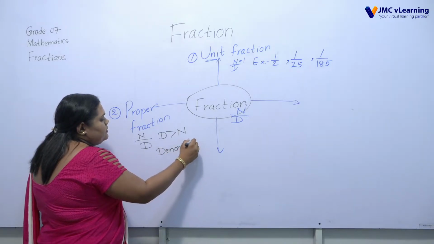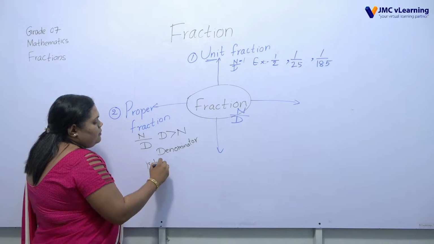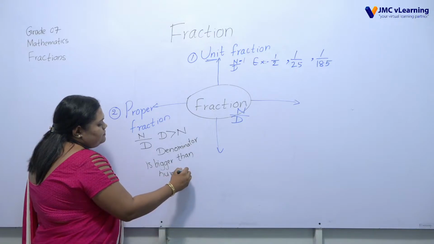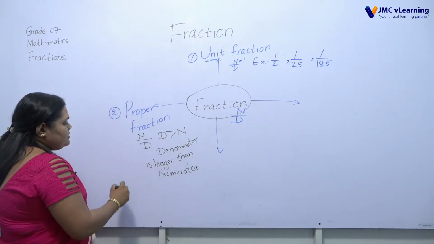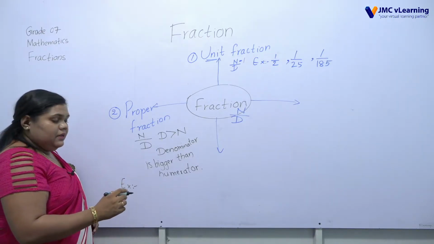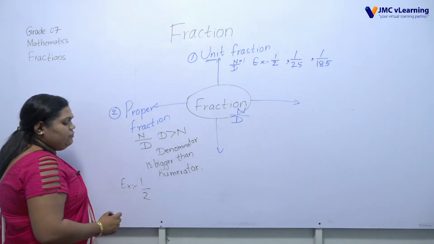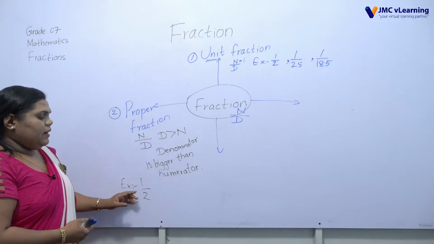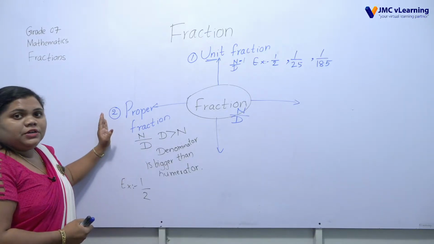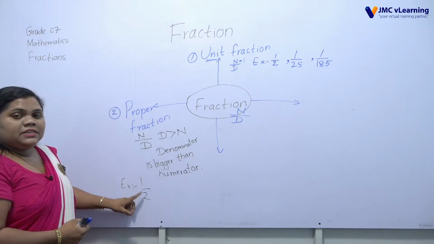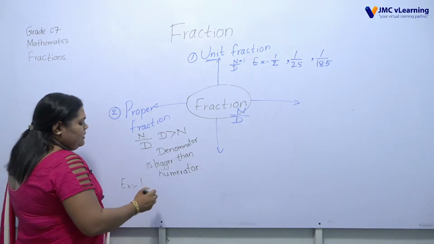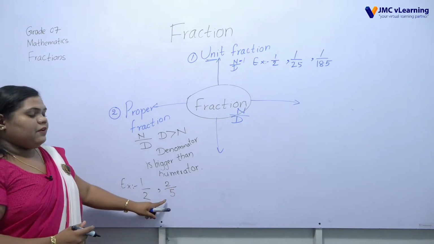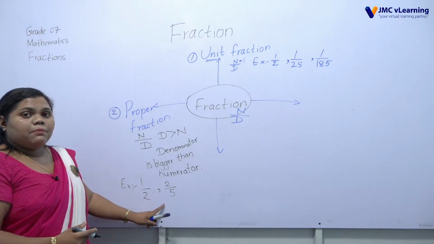The denominator is bigger than the numerator. For example, 1 out of 2 is a unit fraction, but we can take it as a proper fraction also. Why? Because the denominator is bigger than the numerator. And we can get 2 out of 5, because 5 is bigger than 2. So this one is also a proper fraction.